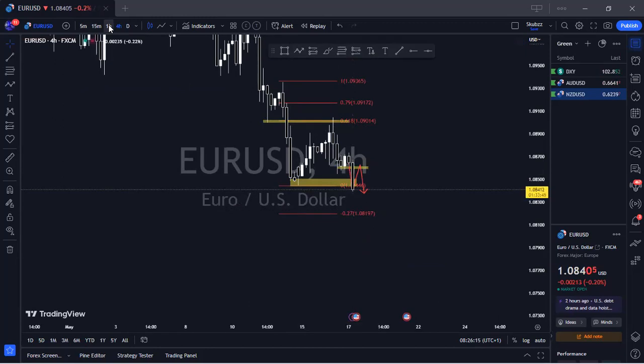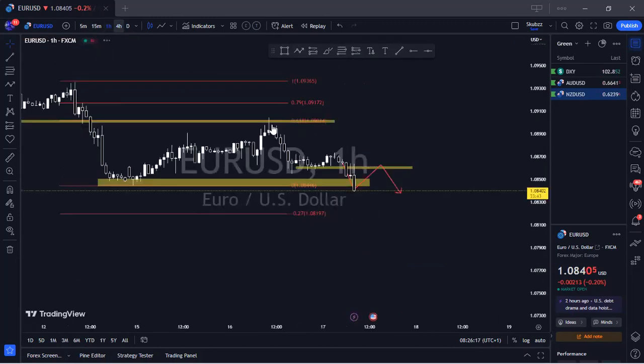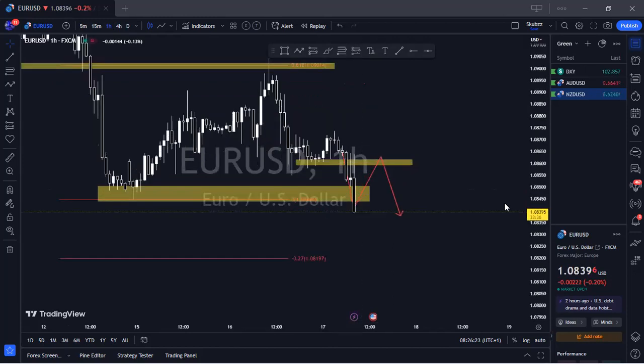Now, if you look on the 1H, you see that it's creating another series of lower low, lower high. Now it's creating another lower low. Do you understand? So we're still riding the sell. Okay. So it's basically that.